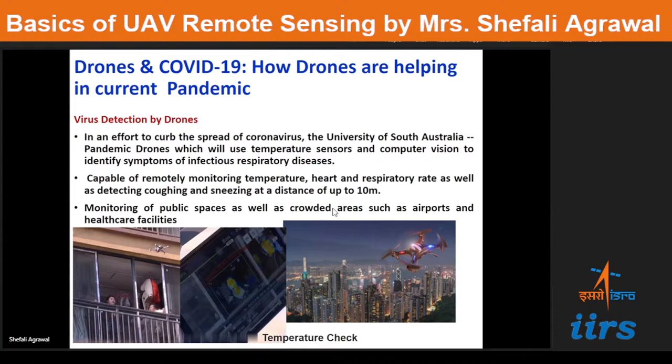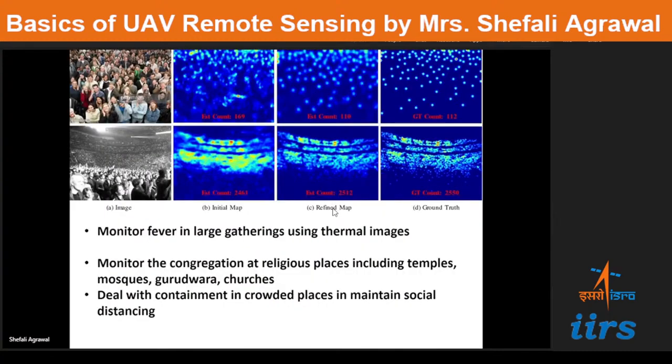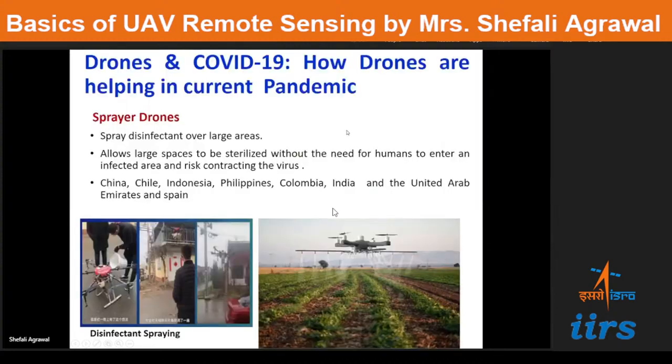Pandemic drones used temperature sensors and computer vision to identify symptoms of infectious respiratory disease. They are capable of remotely monitoring the temperature in public spaces. They can collect information using thermal sensors and highlight where anomalies are, where the temperatures are higher. So they monitor fever in a large gathering using thermal images, monitor the congregation at religious places, deal with contaminated and crowded places, maintain social distancing, and make announcements. So all of this, drones have been effectively used.